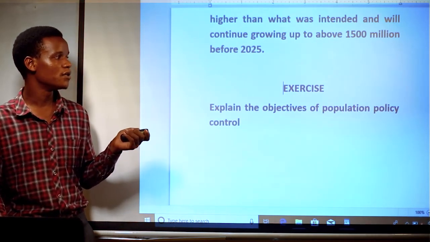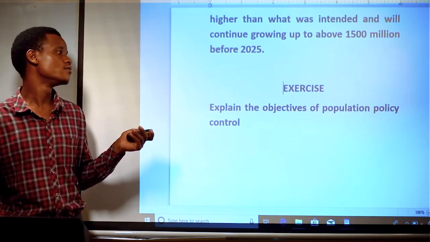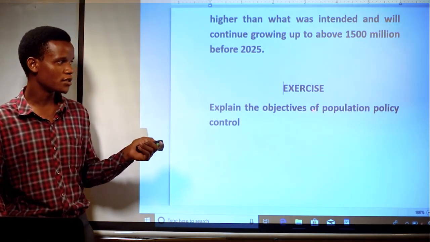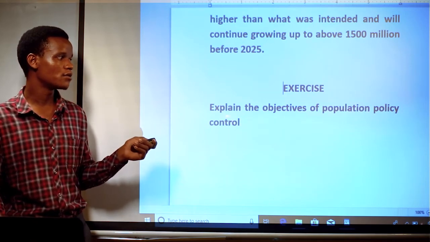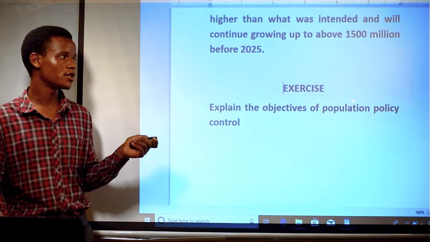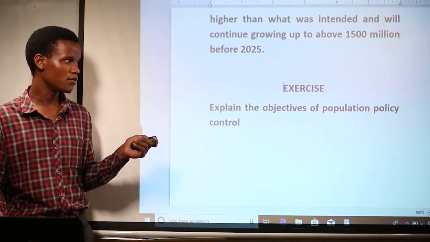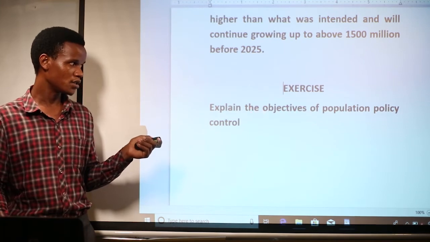So let me leave an exercise. The question requires you to explain the objectives of population control policy. What kinds of aims and objectives does population policy control have? Individually you have to do this, and we will go through it in the next session.